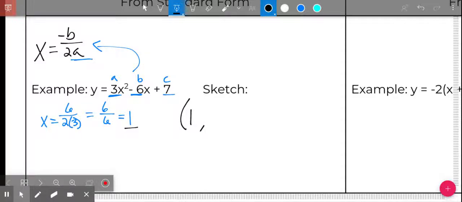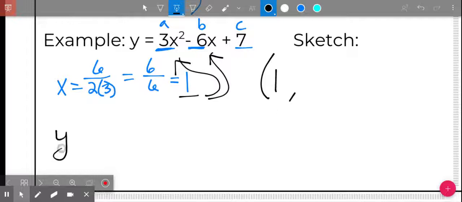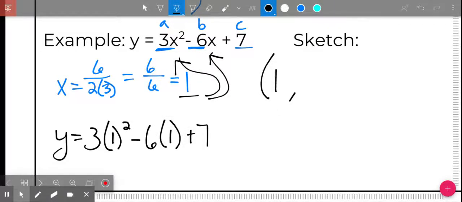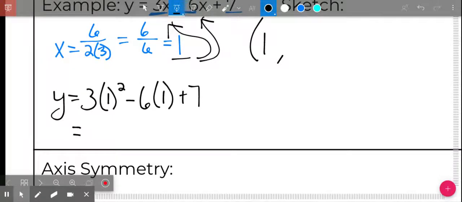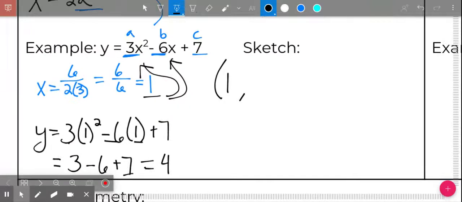I'm going to take all that and plug it back in for my x's. So I'll get y is equal to 3, and then instead of x squared, it becomes 1 squared, minus 6 times 1, plus 7. And we're just going to simplify. 1 squared gives me 1, times 3 gives me 3. -6 times 1 gives me -6, plus 7. Simplify that one more step. 3 minus 6 gives me -3, plus 7 gives me 4. So my vertex for this is going to be 1, 4.